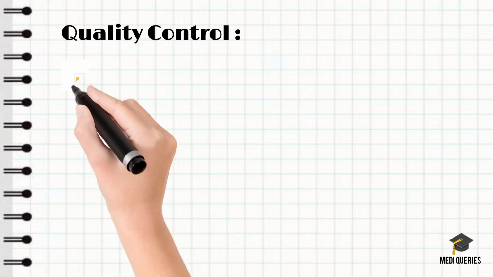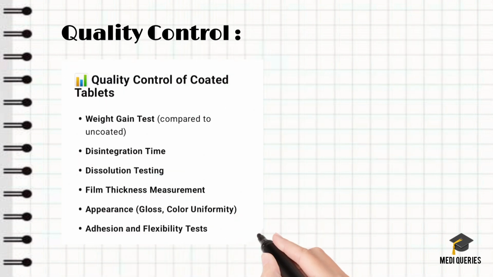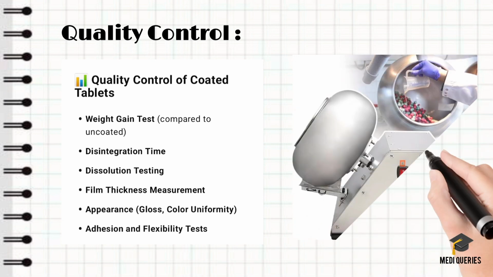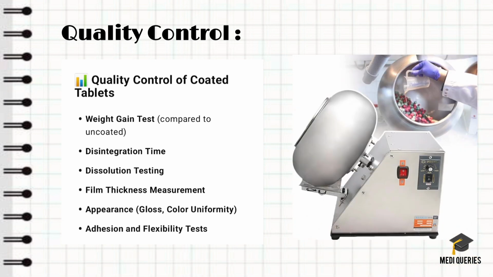Next are the quality control factors like weight gain test, disintegration time, dissolution testing, film thickness measurement, appearance, adhesion and flexibility tests, which need to be done for the quality control of these coated tablets. In the weight gain test, we have to compare the coated tablets with uncoated tablets. Like that we have to conduct the test.